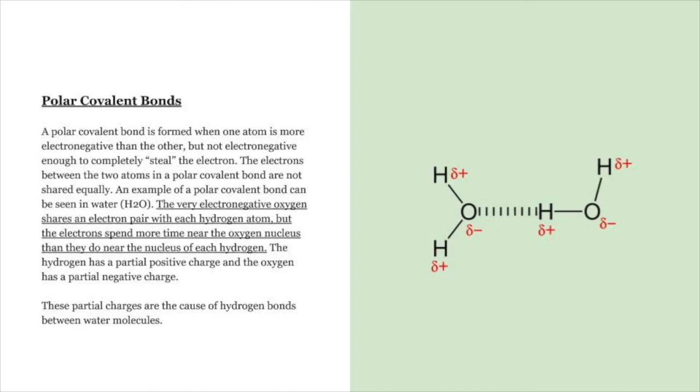The very electronegative oxygen shares an electron pair with each hydrogen atom, but the electrons spend more time near the oxygen nucleus than they do near the nucleus of each hydrogen. The hydrogen has a partial positive charge, and the oxygen has a partial negative charge. These partial charges are the cause of hydrogen bonds between water molecules.